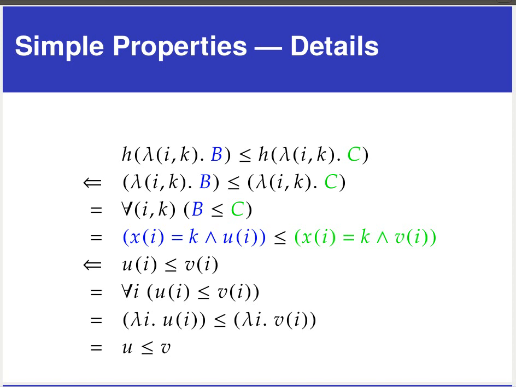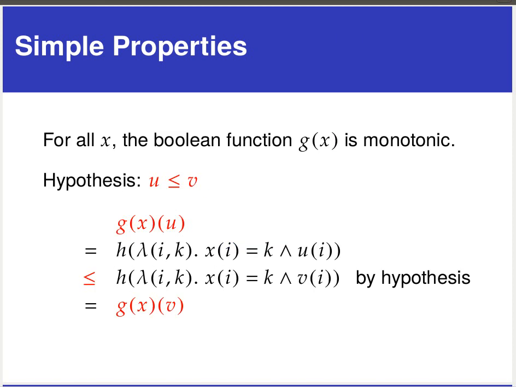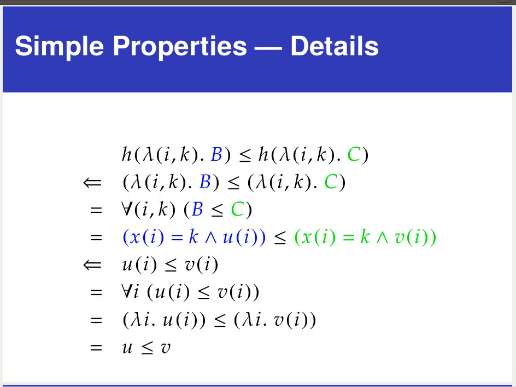So now if you read the last line of the proof, it says that if u is at most v, then, and now we read the first line of the proof, h applied to some lambda is at most h applied to some other lambda. And that's what we had here in the second step of the proof: h applied to some lambda is at most h applied to some other lambda under the hypothesis that u is at most v. So this is that second part of the proof spelled out.